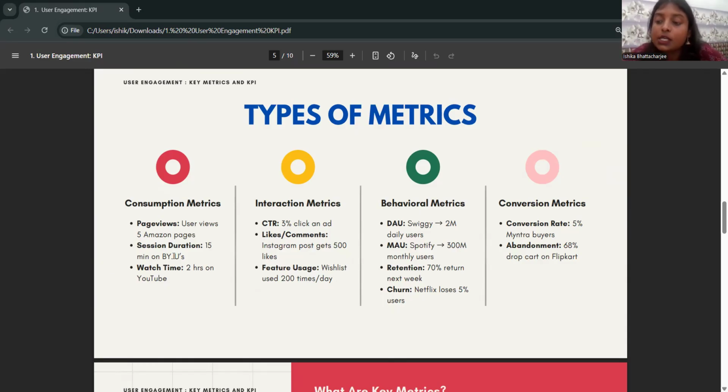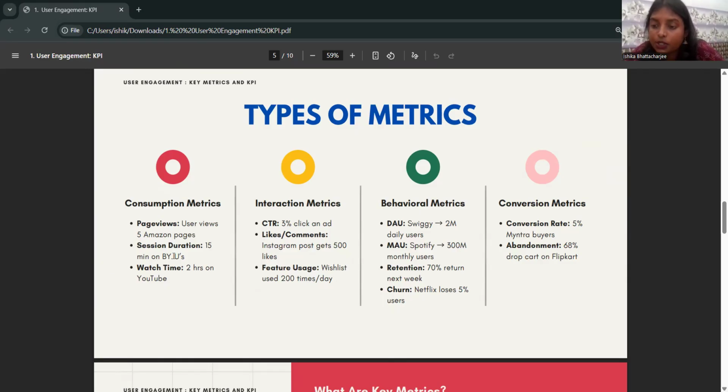Next comes the behavioral metrics. So these show long-term patterns, like daily active users, like on Instagram also, how many users are actually visiting the site on a daily basis. This is daily active users. Now there is monthly active users. Like on Spotify, there are 300 million monthly active users, right? Like 300 million people are actually listening to songs on Spotify. So this can be shown as an example of how many people return to Instagram every day. This tells how sticky the app is. This is called stickiness. The rate of stickiness is one kind of metric also.